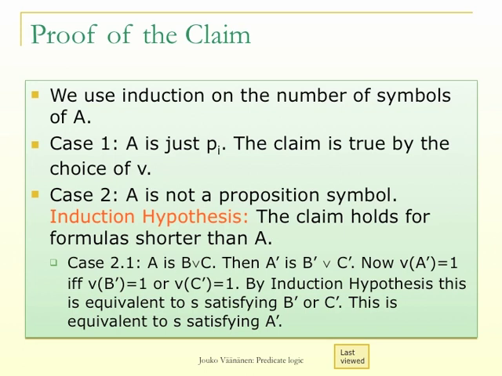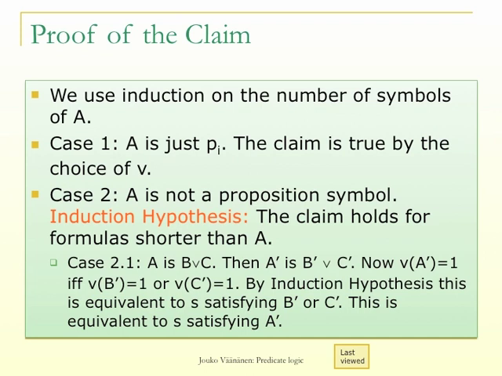We use induction on the structure, or equivalently on the number of symbols of A. Case 1. A is just Pi. The claim is true by the choice of V. That is, V(A) equals 1, or V(Pi) equals 1, if and only if A prime, which in this case is Bi, is satisfied by S in M. But this is exactly the way we have defined V.